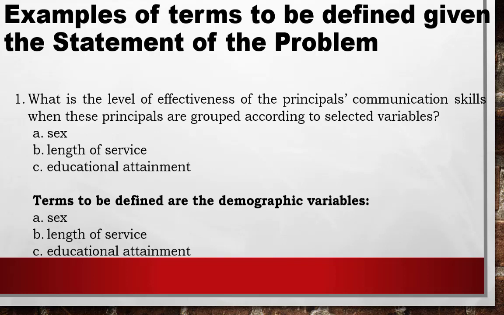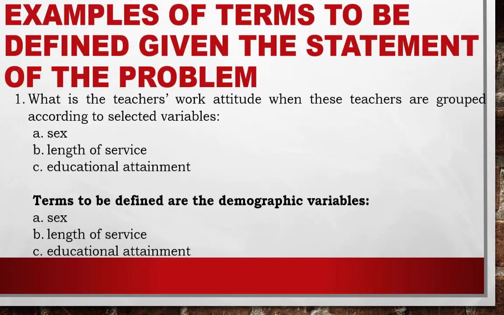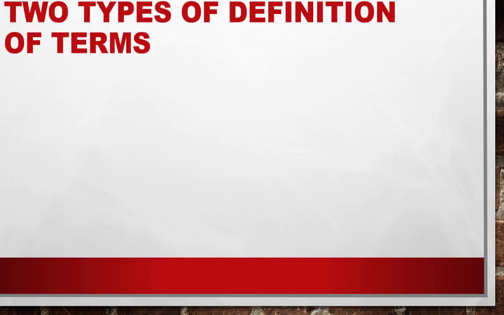Second, what is the level of effectiveness of principals' communication skills when these principals are grouped according to selected variables? So this time, you have introduced the variables, the demographic profile, which are sex, length of service, and educational attainment. Therefore, it is a must that you also define those terms. Just the same, since you have introduced the demographic profile, you are going to define those variables.